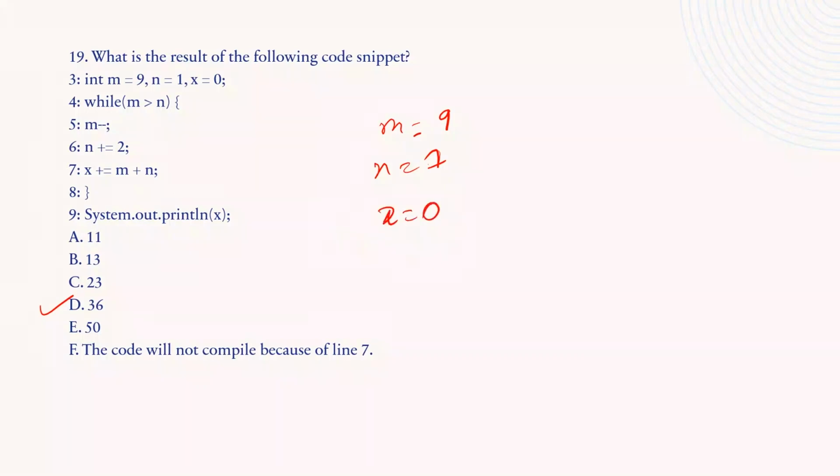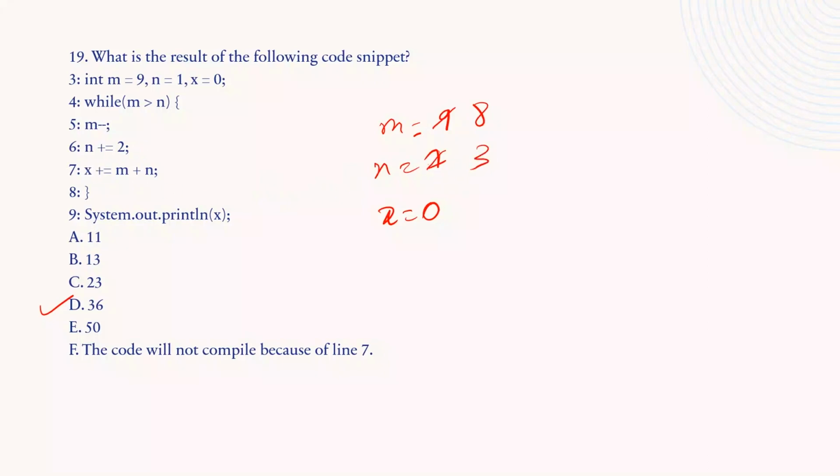After the iteration of the first loop, m is updated to 8. What is happening? m minus minus is happening, and m greater than n is true. So m is updated to 8. And n is updated to what? 3, right? n plus 2. n is updated to 3.